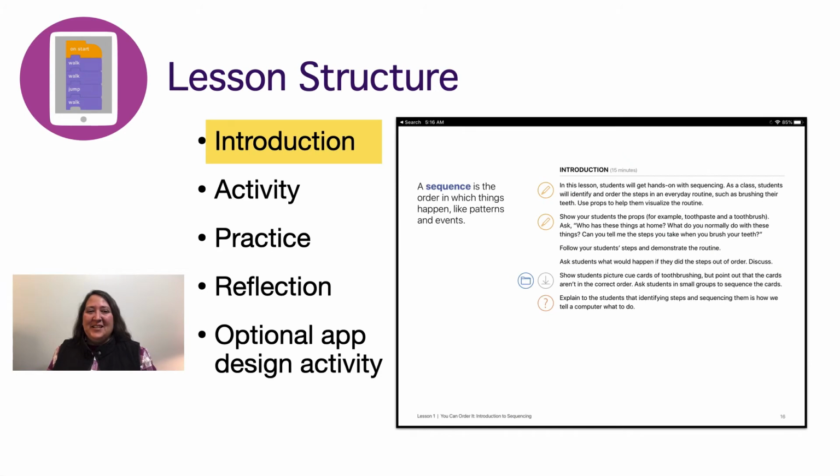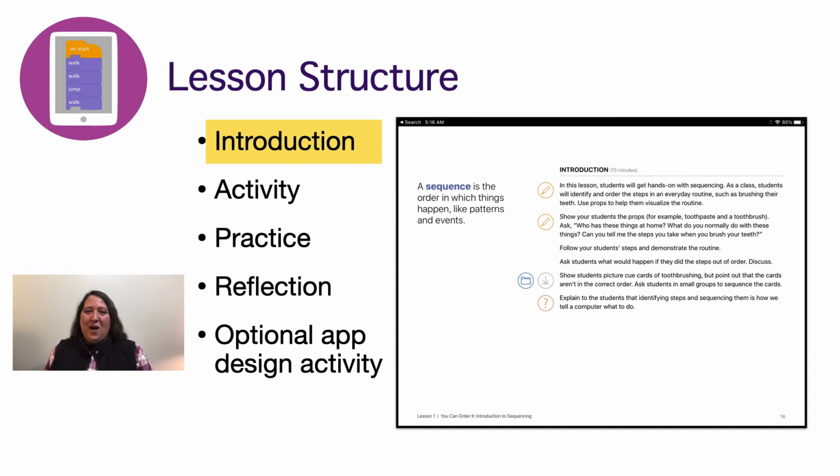Each lesson in the teacher guide is divided into 5 sections: the introduction, activity, practice, reflection, and optional app design activity. In the introduction section, students are introduced to the key coding vocabulary of the lesson and participate in an active hands-on exploration of an everyday activity that illustrates the coding concept in a way that students will understand and remember.